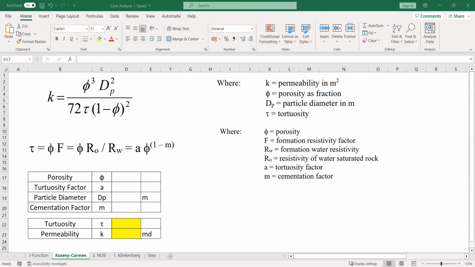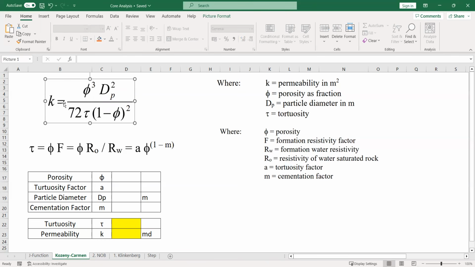This equation is formulated based on packs of equal diameter spheres as shown by this equation, right? So permeability equals porosity to the power of 3, and then dP is particle diameter in meters squared, divided by 72 multiplied by tau, which is the tortuosity, and multiplied by 1 minus porosity in fraction, and then you square them up. All right, and then you need to calculate the tortuosity as well.